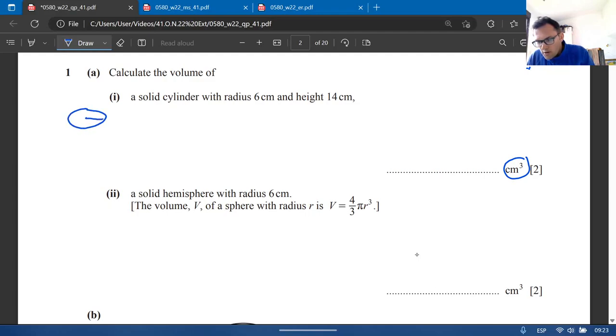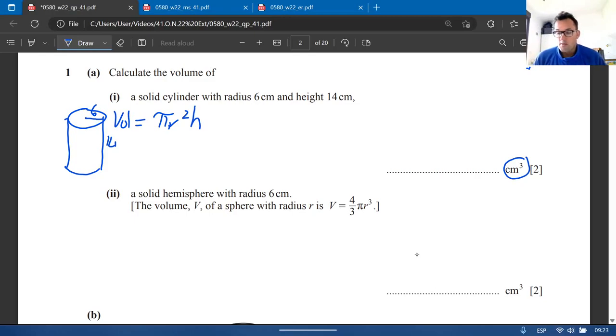All we need to do first is work out the area of the cross section of a cylinder, which in this case is a circle, with a radius of 6 centimeters. So we do the pi r squared formula. That will give us the area of the circle. And then to get the volume, we multiply it by the length or the height in this case. So that's what the formula is then. The volume of a cylinder is pi r squared times h. So the area of the circle will be pi times 6 squared and then times the height, 14.